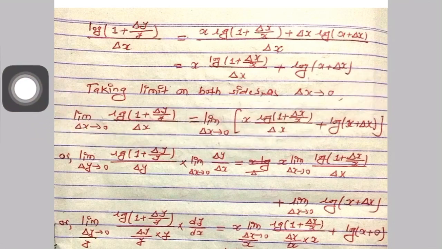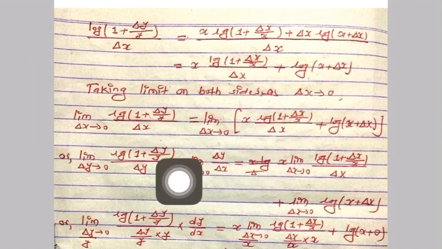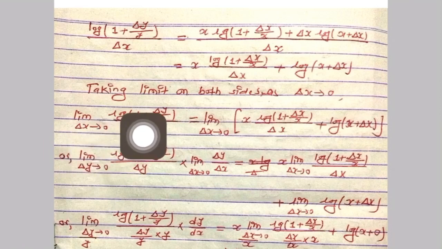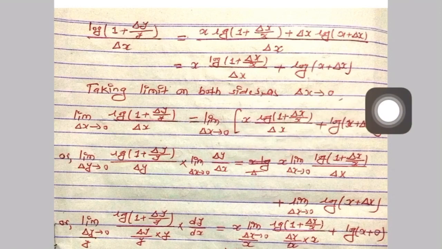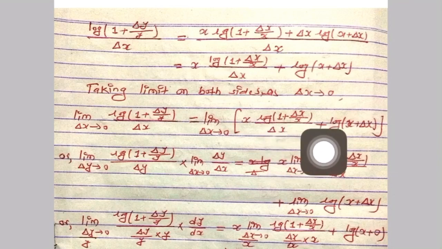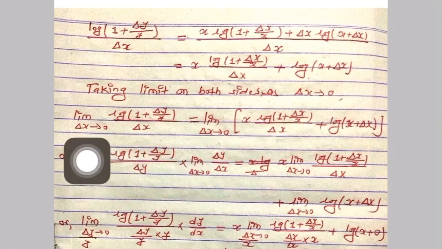Now taking the limit on both sides as del x tends to 0. First principle of derivative means to use the concept of limit in finding the derivative of the function. So taking the limit as del x tends to 0, we get limit del x tends to 0 log of 1 plus del y by y by del x is equal to limit del x tends to 0. Inside the bracket there is x times log of 1 plus del x by x divided by del x plus log of x plus del x, and on the left hand side we have to modify here.